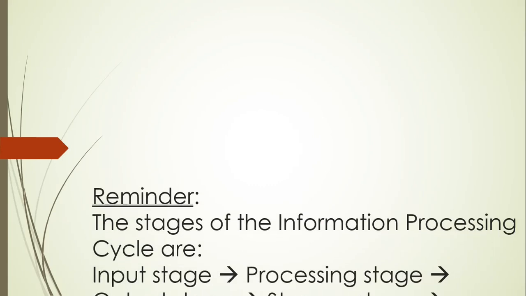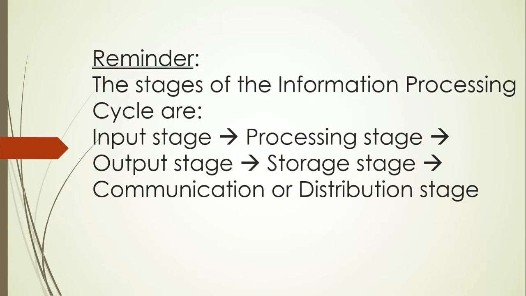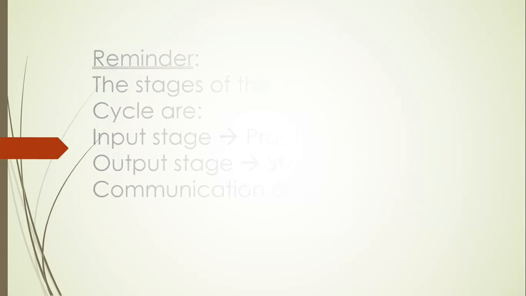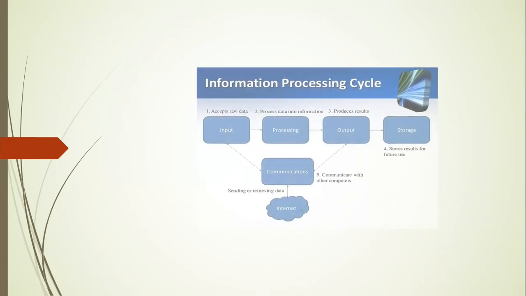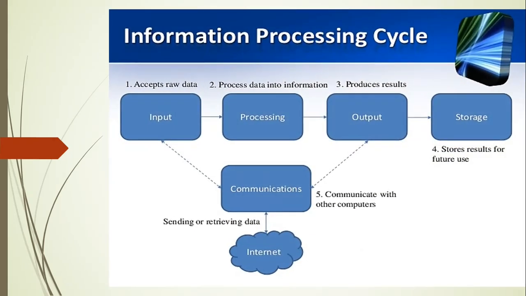Now let's look at a quick reminder, the stages of the information processing cycle. You have the input stage, the first one, followed by the processing stage, the output stage, the storage stage, and the communication or distribution stage. Now this picture that you are going to see is just a summary of the information processing cycle with all the stages.